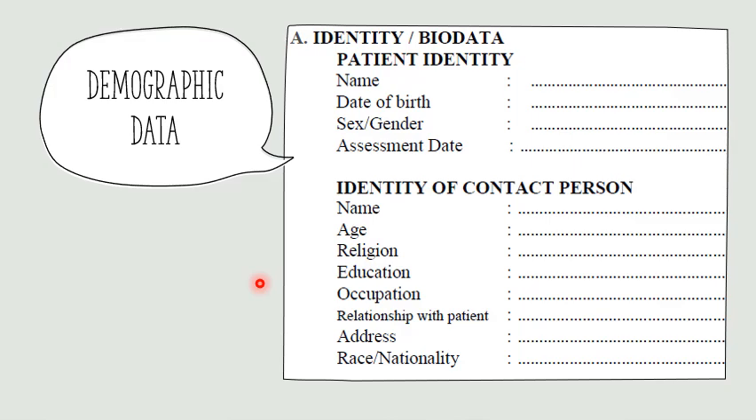So the first thing that you need to write is the demographic data. You have to write the patient's identity: the name of the baby, sex, gender, date of birth, and the assessment date. Then you write the identity of the contact person: the name, age, religion, education, occupation, relationship, address, race, and nationality. This could be the mother that we are assessing, and could also be the father of the baby.